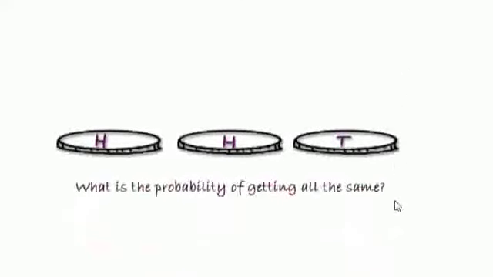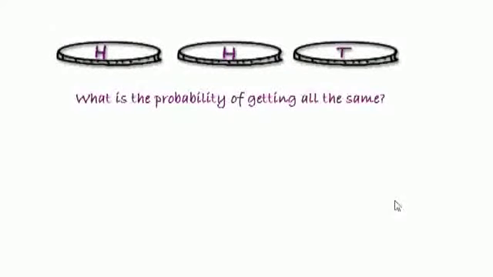Let me give you another example of when the table diagram method breaks down. So here with 3 coins, we're going to flick 3 coins. What is the probability of us getting all the same faces? So here we could get heads, heads, and heads. So that would be a good outcome.